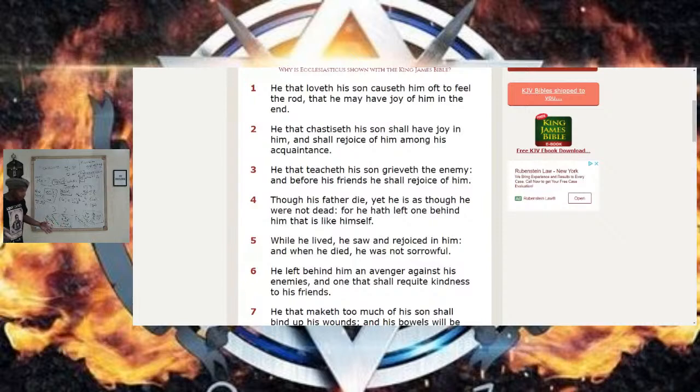So from the top again: He that teacheth his son grieveth the enemy. That's universal practical knowledge. That's taking practice and turning it into something practical. It's true life. I've never heard of anybody in church teach anything like this until I heard it here. You know what I mean?